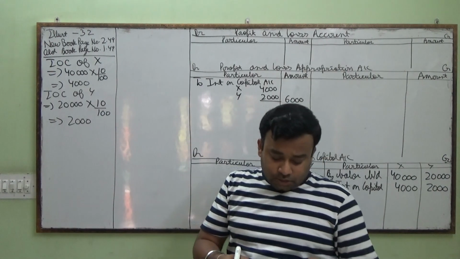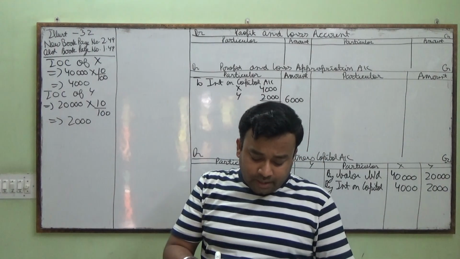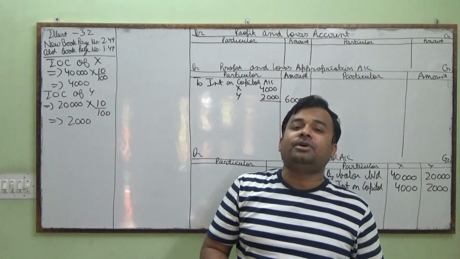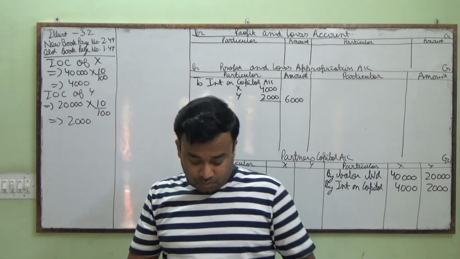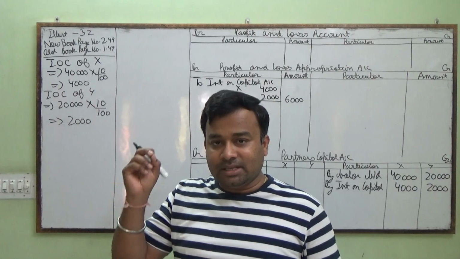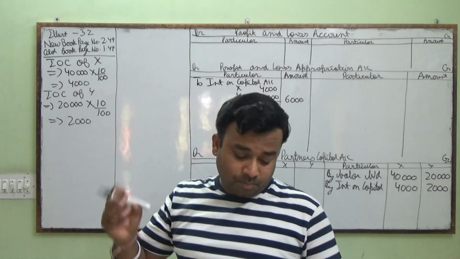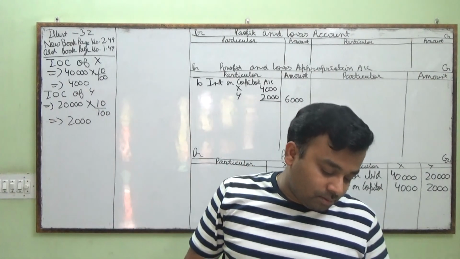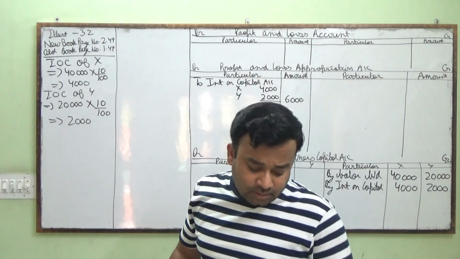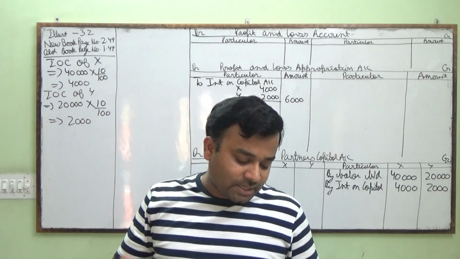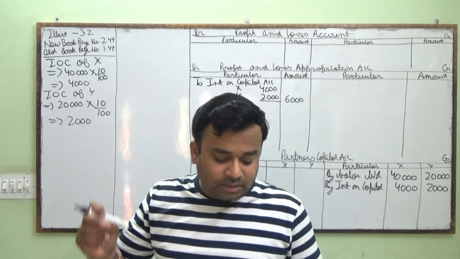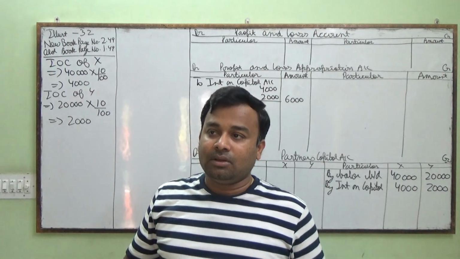Now, charged interest on drawings at the rate of 12% per annum. So interest on drawings is charged at the rate of 12% per annum. In this question, it is mentioned that X withdrew 1,000 per month at the beginning of every month.